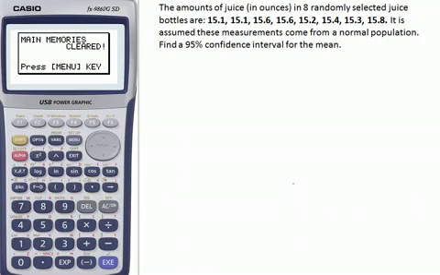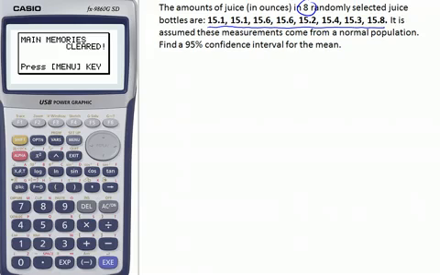In this example, we're required to find a 95% confidence interval for the mean, and all we've been given is, in this case, 8 randomly selected juice bottles in which we have the amount of juice in each bottle. We need a 95% confidence interval for the mean. So the information is going to come from our sample, and the calculator is very helpful here. We can use it to calculate most of what we need.